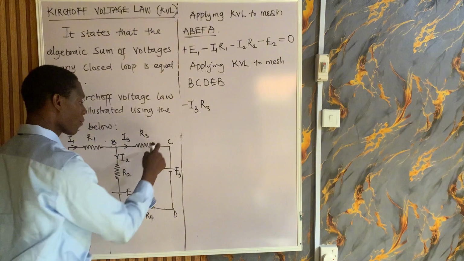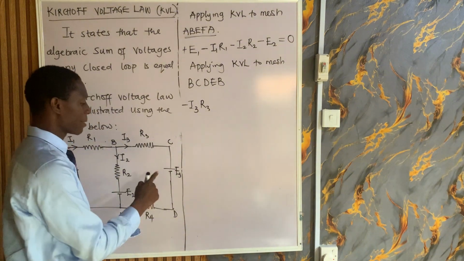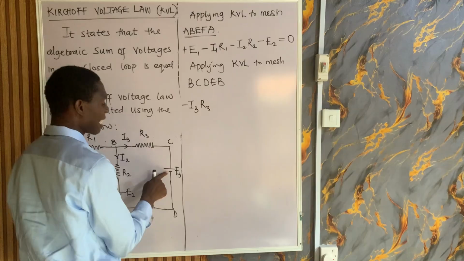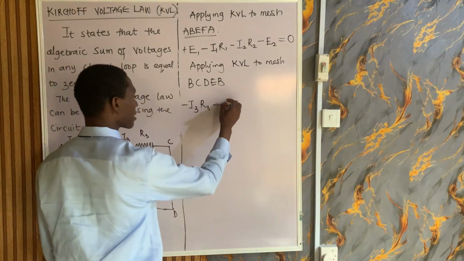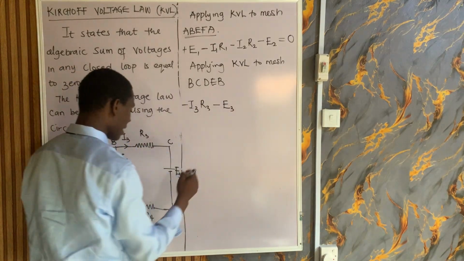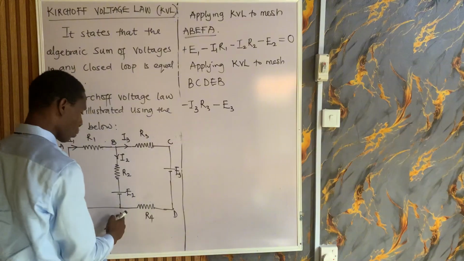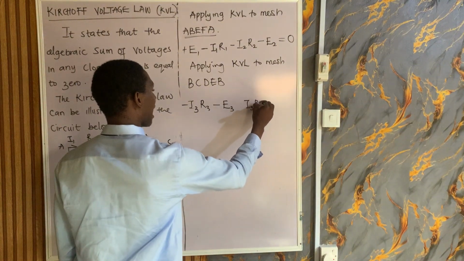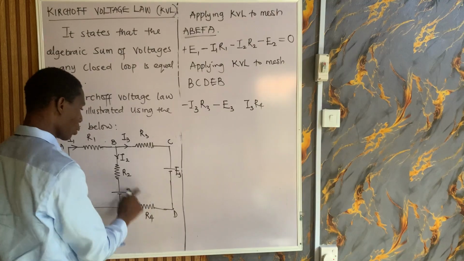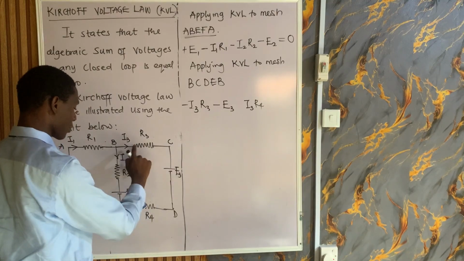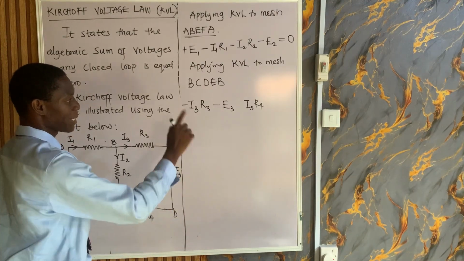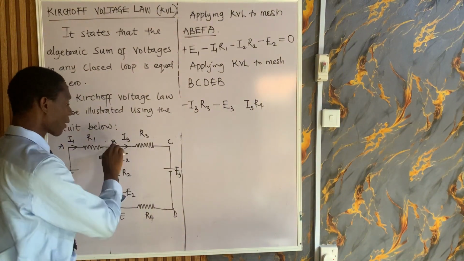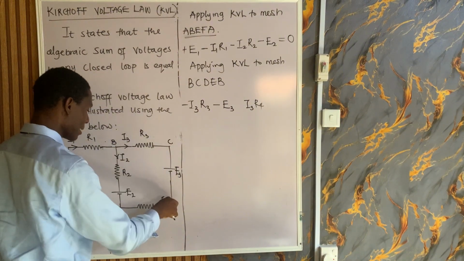Now the next one, I'm going to go from C to D. What I will see from here is the E3, this cell E3. Since I will see the short one lastly, it will be minus E3. Now the next one is that I'm going from D to E. It will be I3 R4, because I3, I told you, is what flows across this entire branch. So I3 R4. Now, is it going to be negative or positive? Well, quite an easy one. It should be negative. Why? This current goes like this and goes like this, and we still go like this.